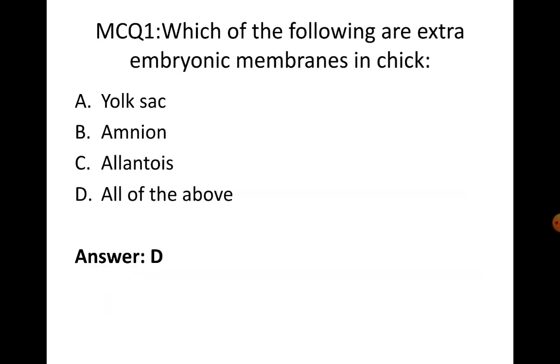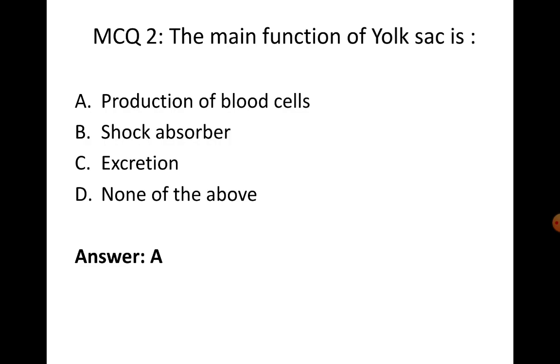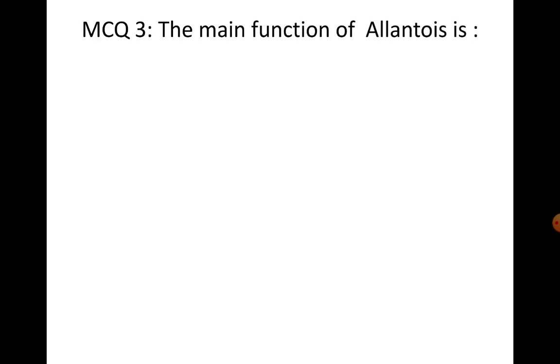And a few MCQs are given here. Which of the following are extraembryonic membranes in chick? Yolk sac, amnion, allantois, all the above. Obviously your choice will be all the above because all of them serve as fetal membranes. The main function of yolk sac is it acts as shock absorber, excretion, production of blood cells, or none of the above. Now which one will be your answer? We said it acts as a hemopoietic organ. Since nutrition and digestion is not mentioned here, obviously you will pick the production of blood cells.